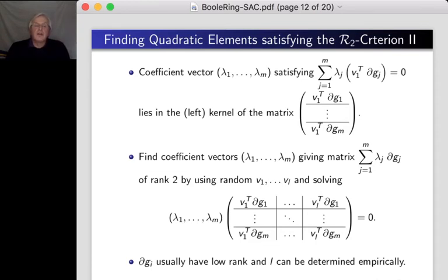Furthermore, we can normally determine a good value of L. How many of these randomly generated vectors we need to take we can determine empirically. We discussed this in the paper. And furthermore, because these polynomials g1 to gm have normally been generated by some sort of echelon method, the partial matrices themselves dg1 to dgm usually have low rank, which helps.